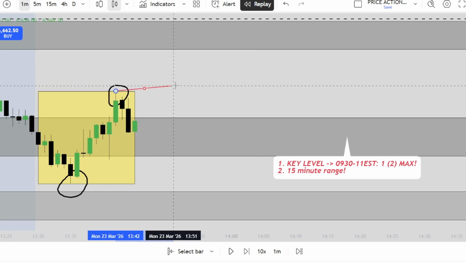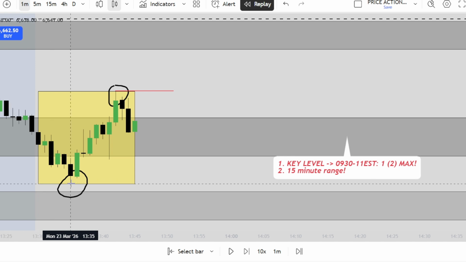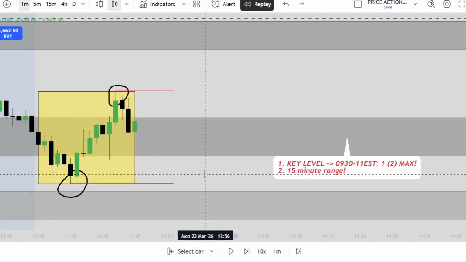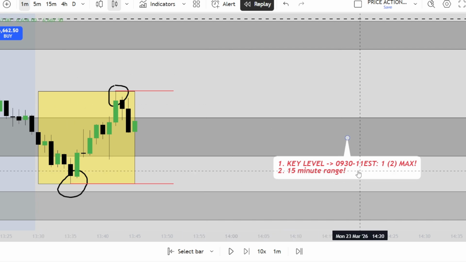I see so many traders. This is the lazy way of doing it, right? So lazy traders never get anywhere. If you want to understand how to trade breakouts, you need to understand the price action behind them. I'm going to say that again. If you want to get good at breakouts, you need to understand the price action behind them.